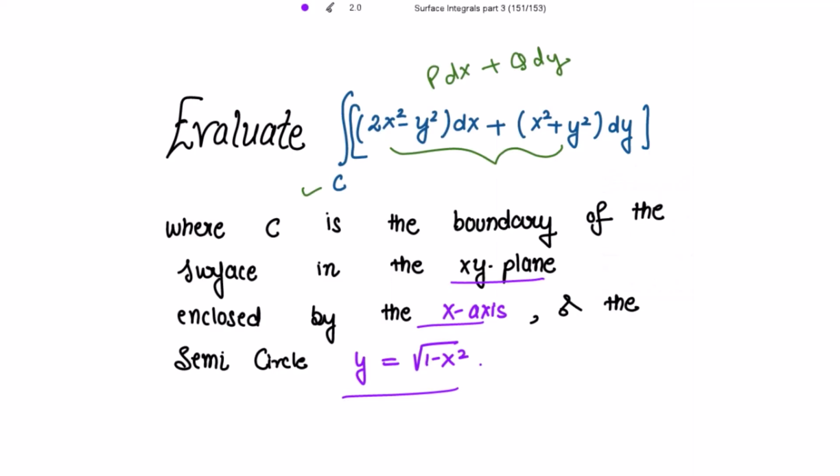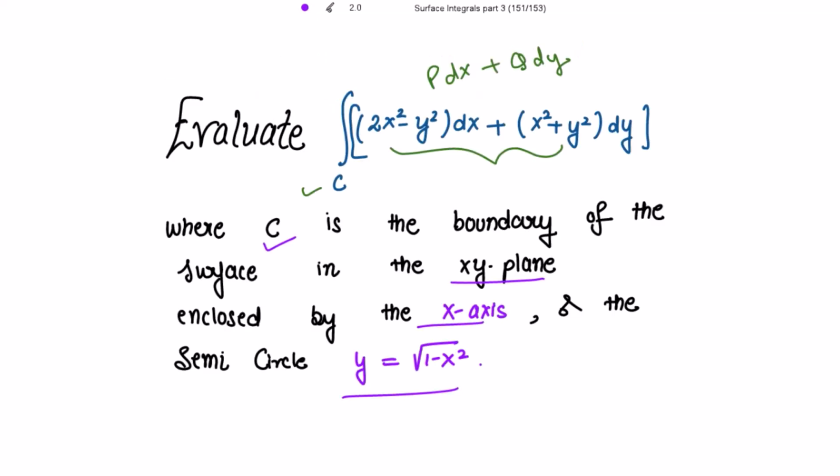So let's take the region R, which is enclosed by this curve C. And what are the two functions? They are 2x² − y² and x² + y². Both of these are polynomials, so these are continuously differentiable functions. These are continuous and the derivative also exists.